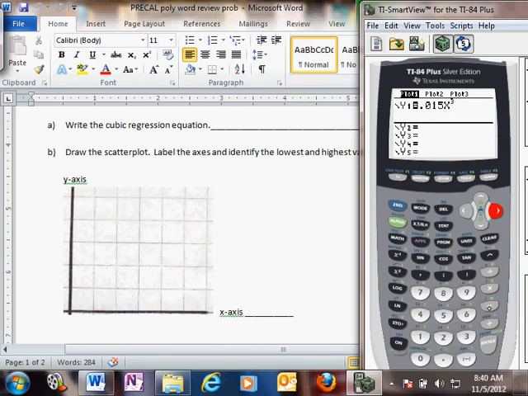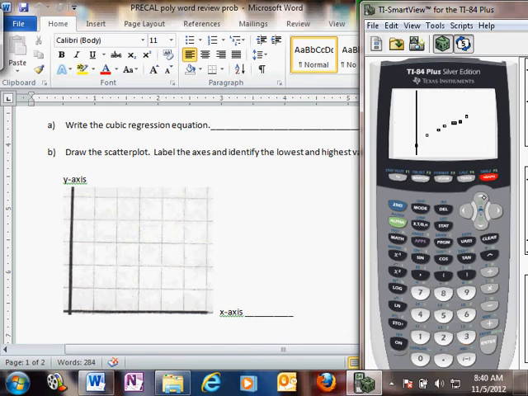Then minus 0.595x squared, and then plus 9.150, or just 9.15x, plus 98.433. And you do want to stick to the rule when you are rounding to 3 decimal places.